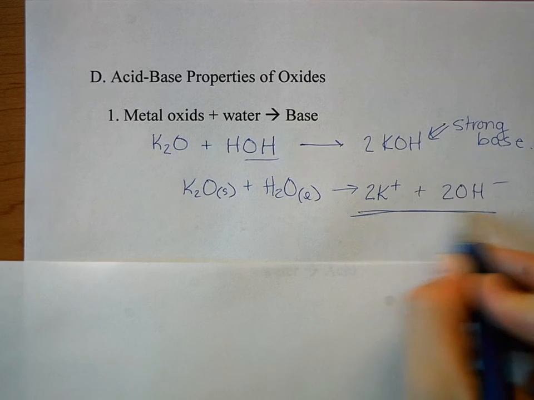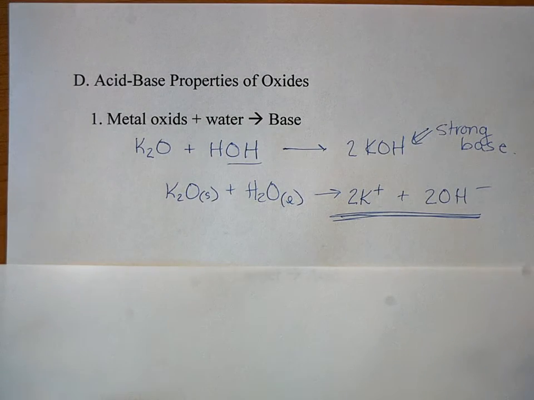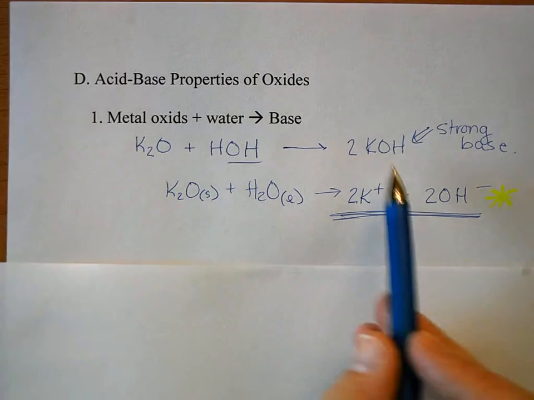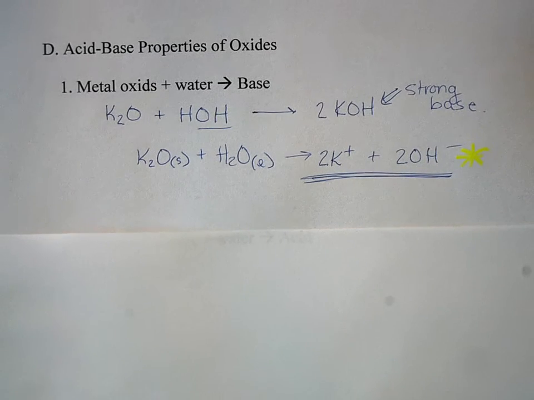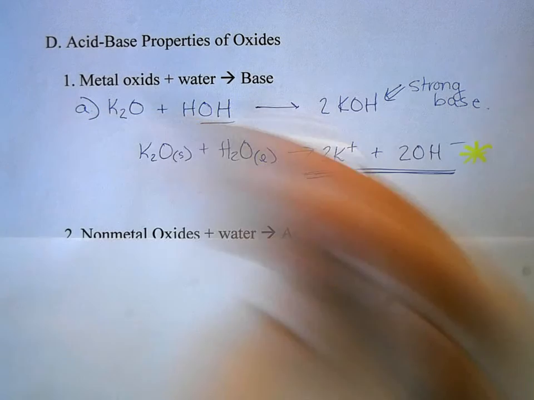So you need to show it this way. You need to show it dissociated since it's a strong base to get full credit on that. If you just gave this answer, you wouldn't get full credit. Okay, another example. Let's see, that was example A.